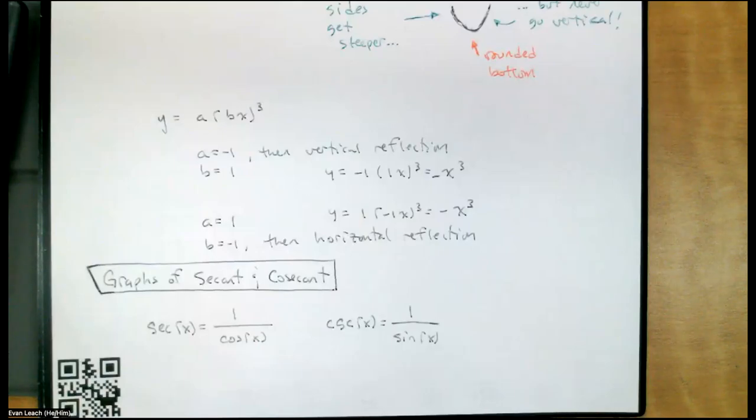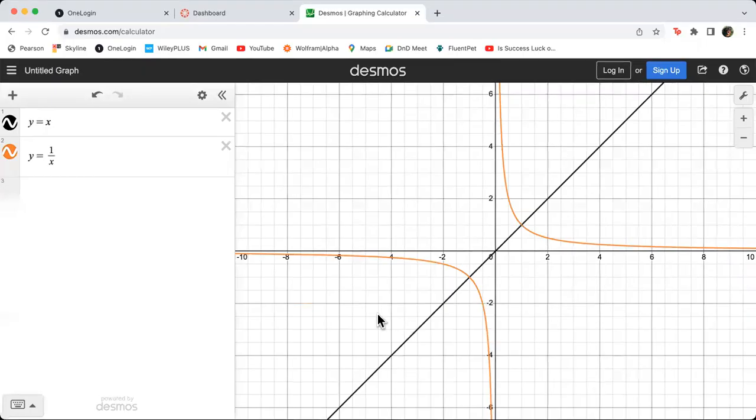Let's talk about graphs of secant and cosecant, because there are some interesting things that we can get out of here. First, I want to look at this basic relationship. I want to look at y equals x and the relationship between the graph of y equals x and the graph of its reciprocal y equals 1 over x. The secant and cosecant are reciprocals of cosine and sine.